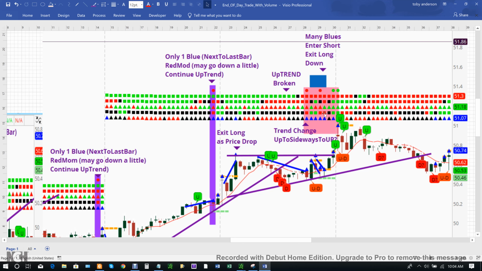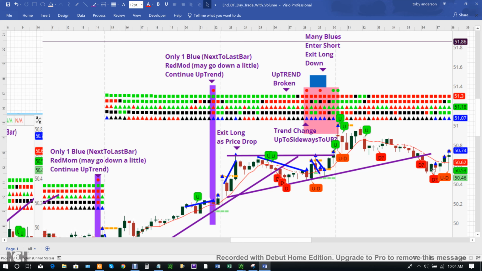red means exit the long. So in both situations, you'd expect the price to go down. And what happened? The price went up. It didn't go up very much though, and it eventually came back down.